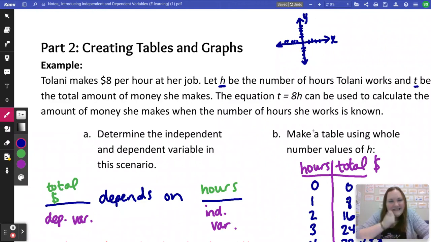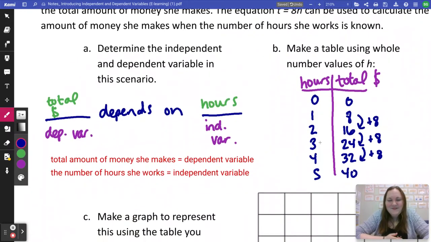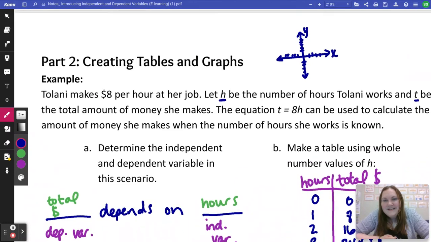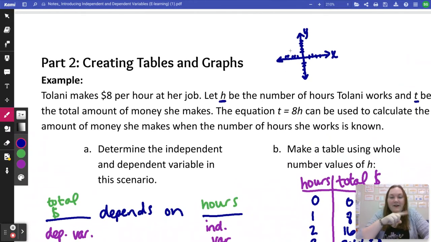But in this situation and looking at my table, I'm noticing I'm not using any negative numbers here. Everything is positive. So when I go to graph this, I'm not going to need all 4 areas of the graph.